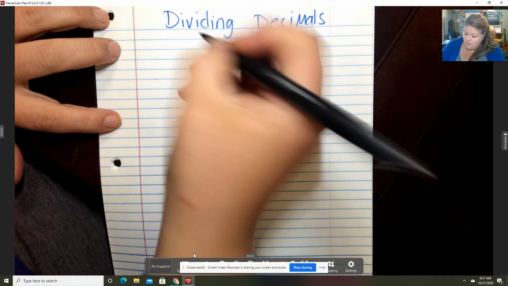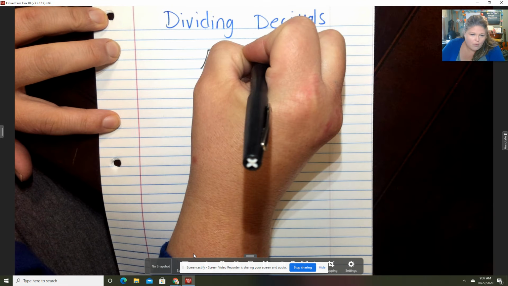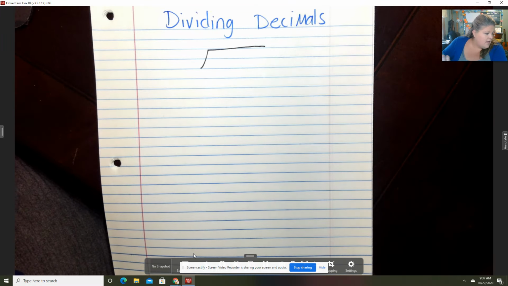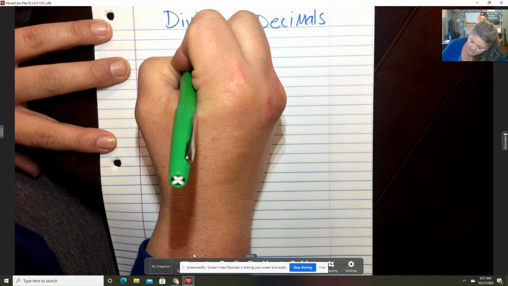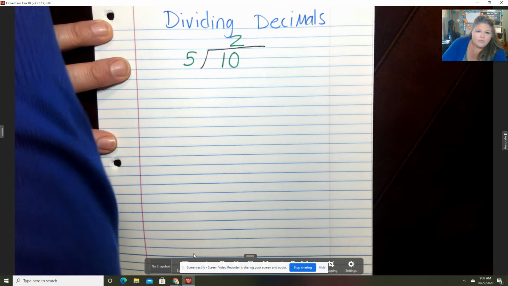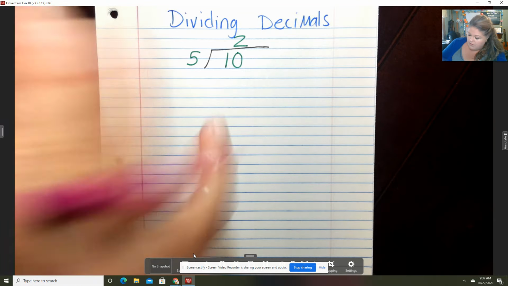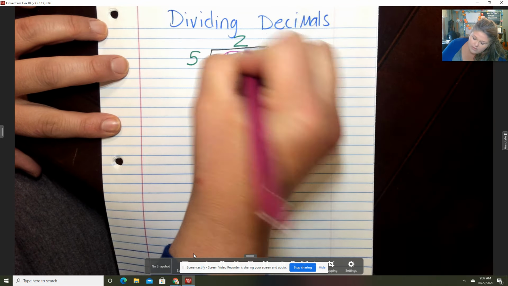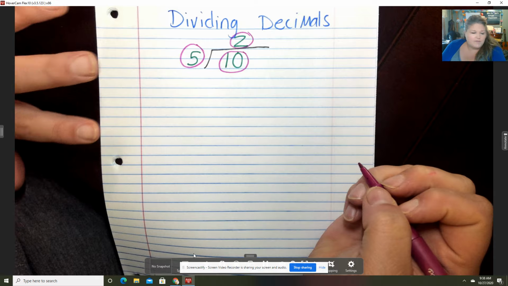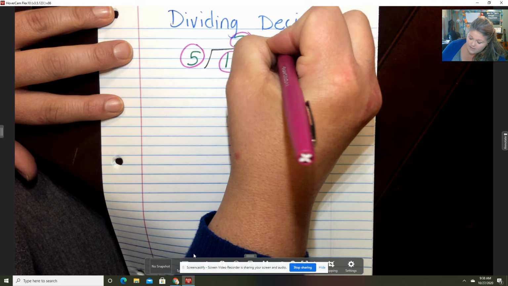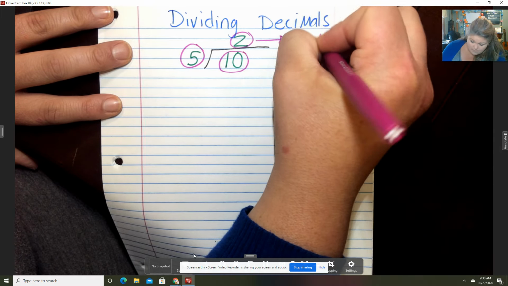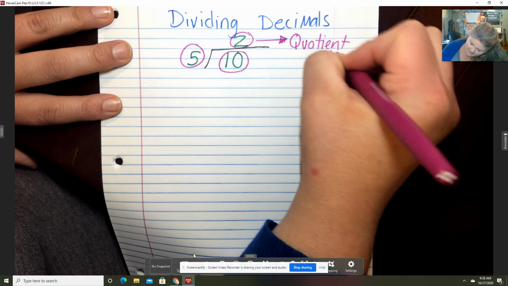All right, so when you have a normal division problem, we set it up this way, okay? So if we have 5 divided into 10, the answer would be 2, correct? All right, so the number right here, and the number right here, and the number right here, they all have names. We know that the answer to any division problem is called the quotient. Okay, it's the answer.